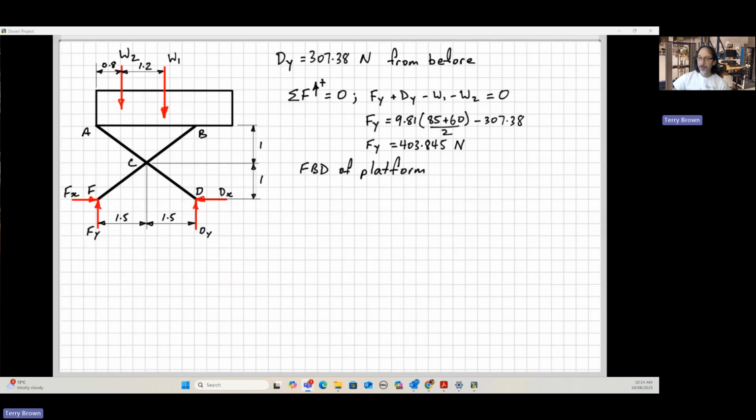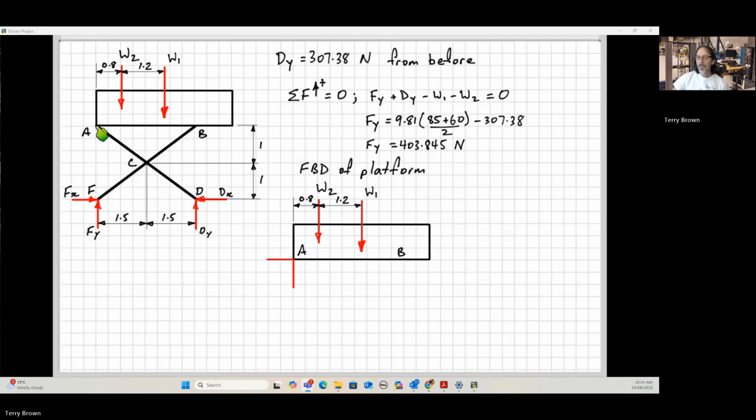So now, in order to work out Dx here, I'm just going to draw another free body diagram. So this time I'm going to draw a free body diagram of just the platform and see how I go with that. So there's the free body diagram of just the platform, and now I need to think about the reactions at the support. So now I've taken away the cross members of the scissor lift and replaced those with the forces they exert. So at A here, it was a pin connection. So we've got horizontal and vertical components of that reaction force. And then at B, we were told that was a roller connection here.